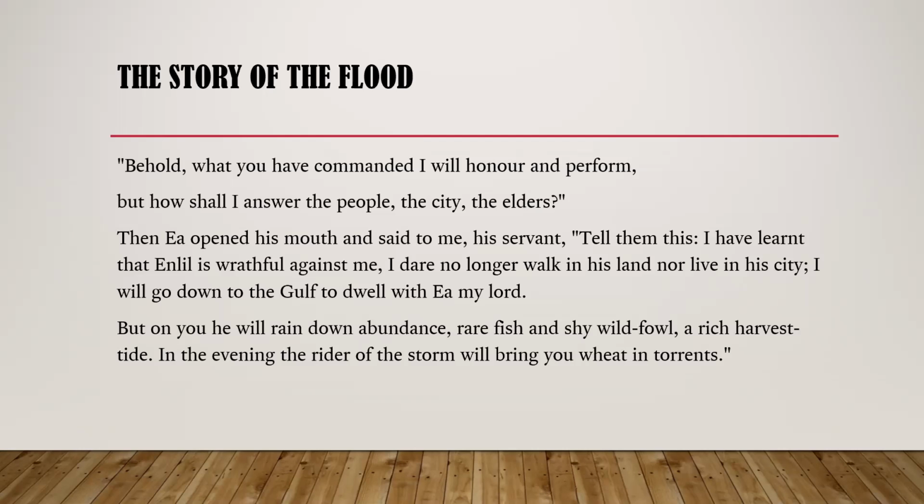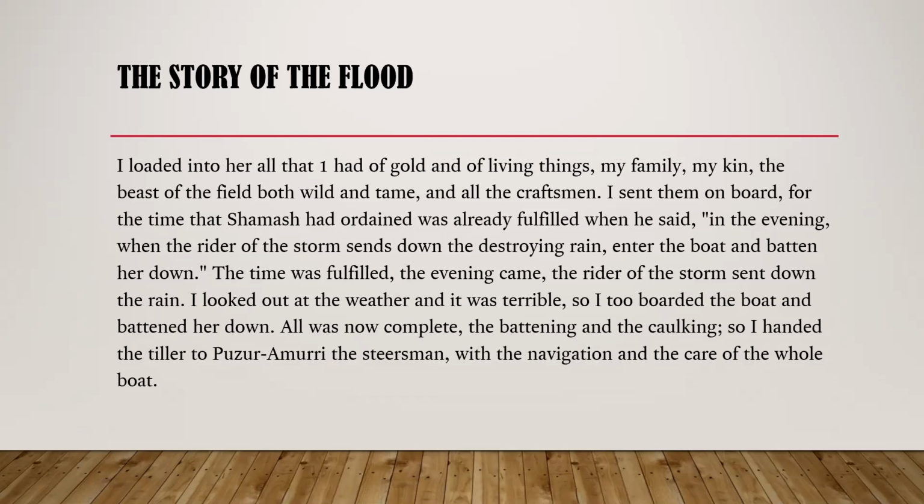So this is the same as in the Atrahasis epic. I will go down to the gulf to dwell with Ea, my lord. But on you he will rain down abundance, rare fish and shy wild fowl, a rich harvest tide. In the evening the rider of the storm will bring you wheat in torrents. So do you see again, Utnapishtim just told a lie to other people so that they will be okay, and he just wants to go away from the wrath of Enlil.